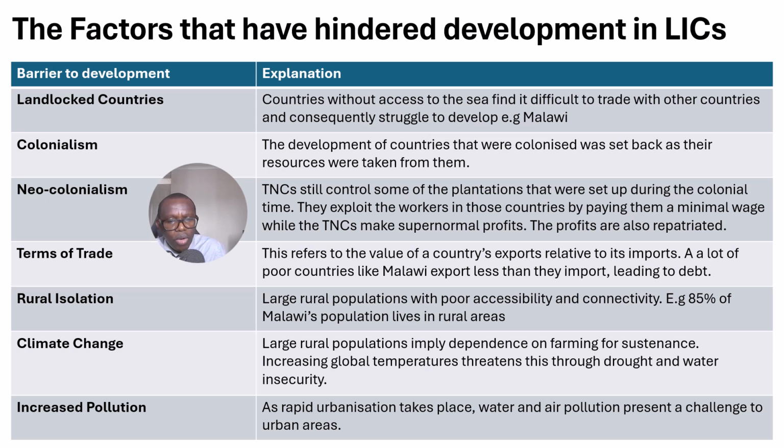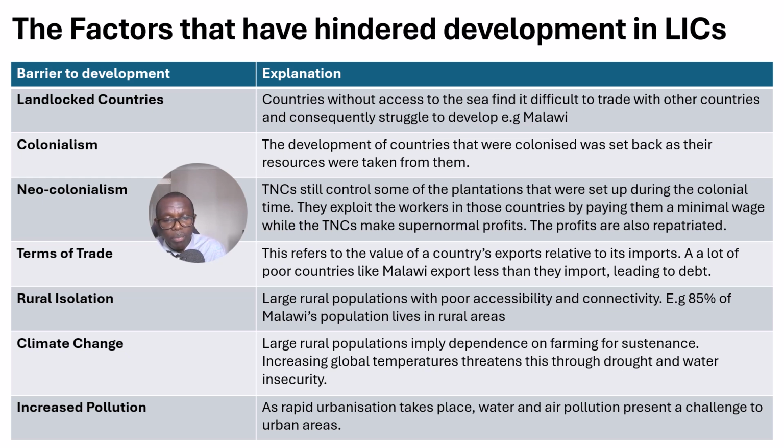Then the fourth one that we'll be talking about is terms of trade. And this refers to the value of a country's exports relative to its imports. So poor countries like Malawi will export a lot less than they import. So it means that they are selling a lot less than they are buying. And if that is what is happening, then the country ends up with a deficit, and a deficit then leads to debt because they will need to borrow money to be able to keep the country running.